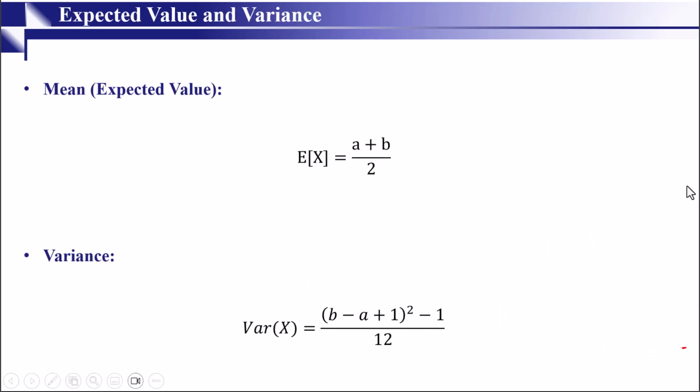Next, the mean. The average outcome is the midpoint. Easily, this is the midpoint: a plus b divided by 2. The variance is the measure of spread of outcomes: upper bound minus lower bound plus 1, to the power of 2, minus 1, divided by 12.